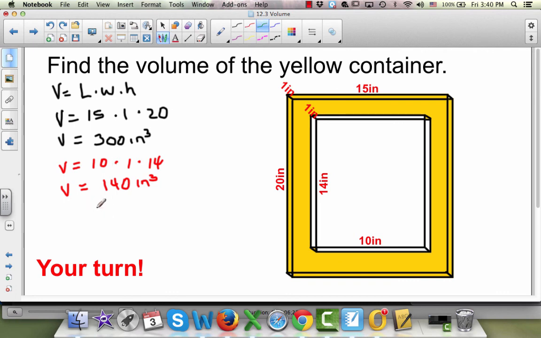So now we come over here and we go 300 minus 140, and that gives us 160 inches cubed as our answer. Did you get that? I'm proud of you.